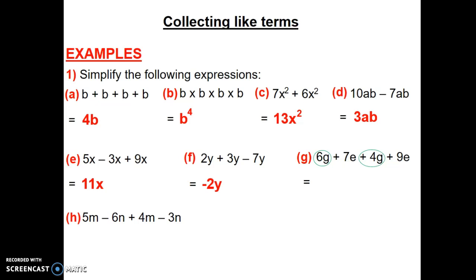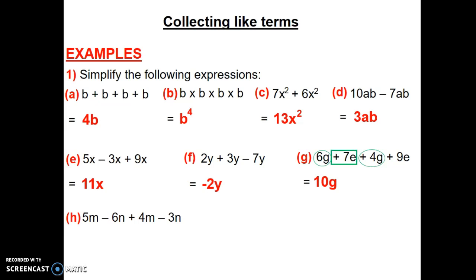So all you have to do is you add 6g with 4g. 6 add 4 is 10. Therefore, you will get 10g. Then we're going to move on to the next lots of letters. So you've got e's in this case, and you've got 7e's plus 9e's.